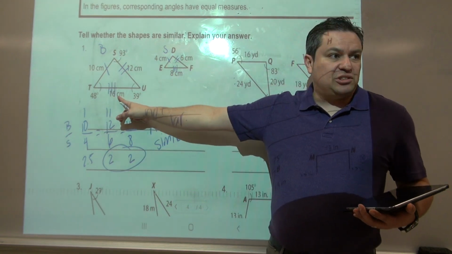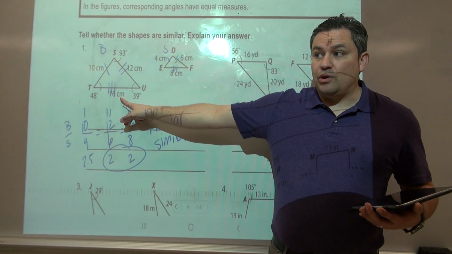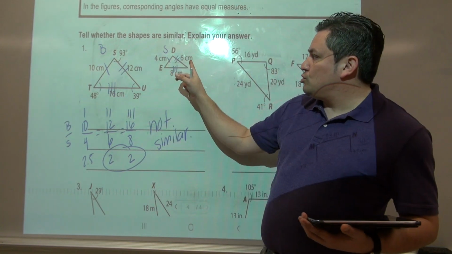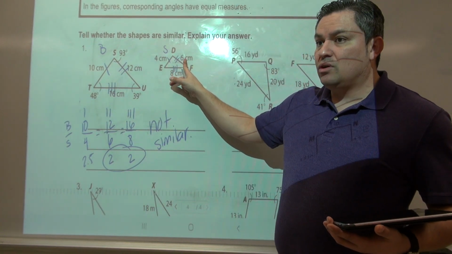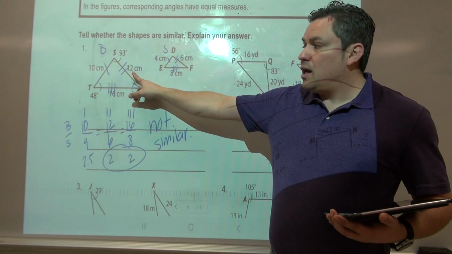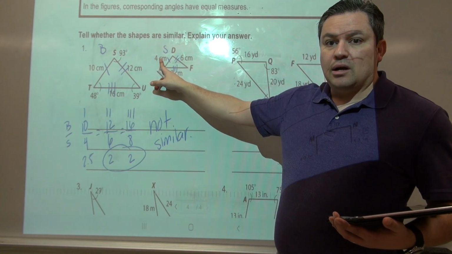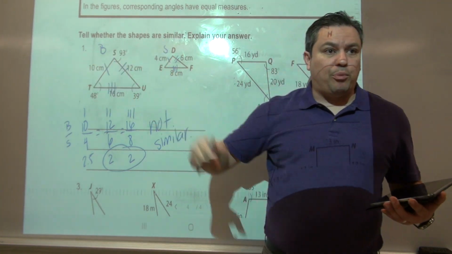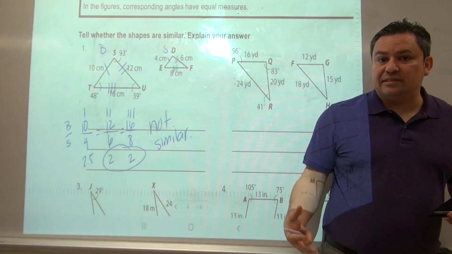8 times what gives you 16? 2. So let's take that 2. 6 times 2? 12. Is that 12? Yeah. 4 times 2? 8. Is that 8? No. It's not proportional. You can see it like that too.